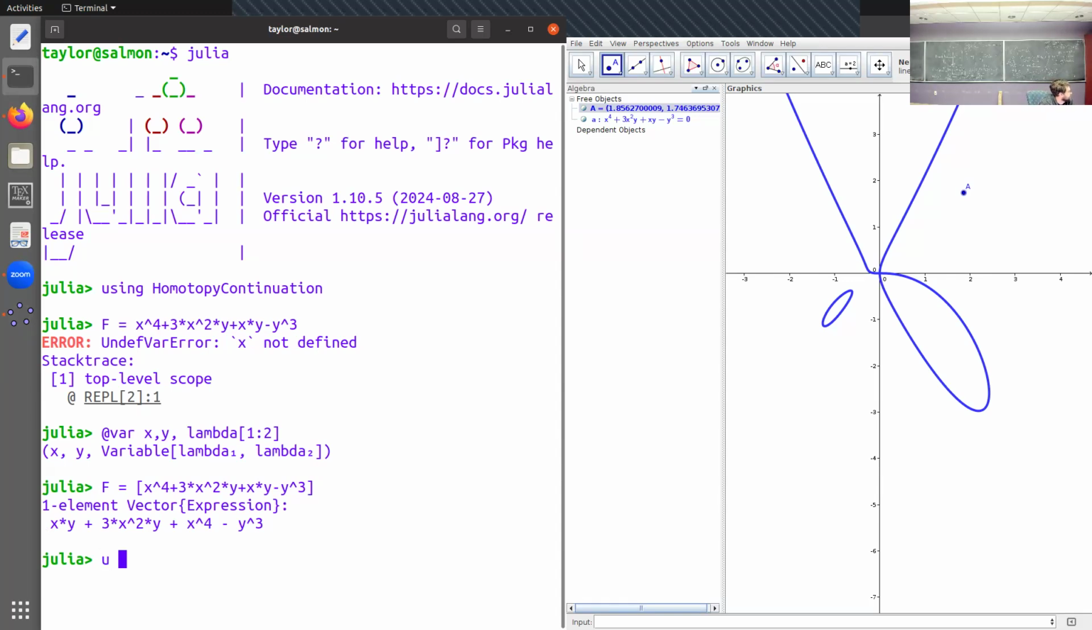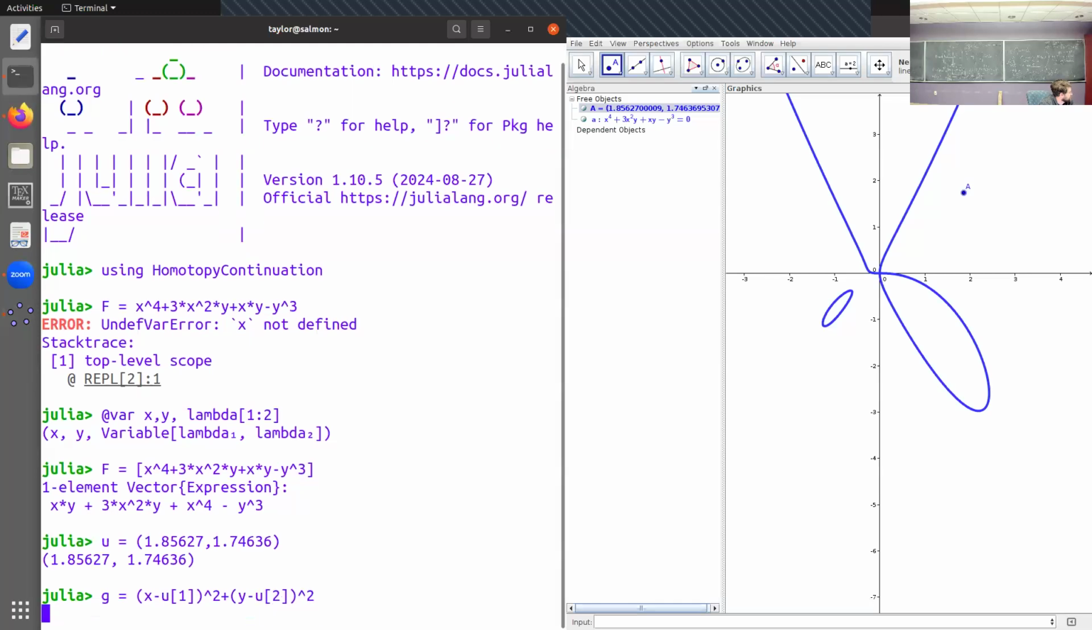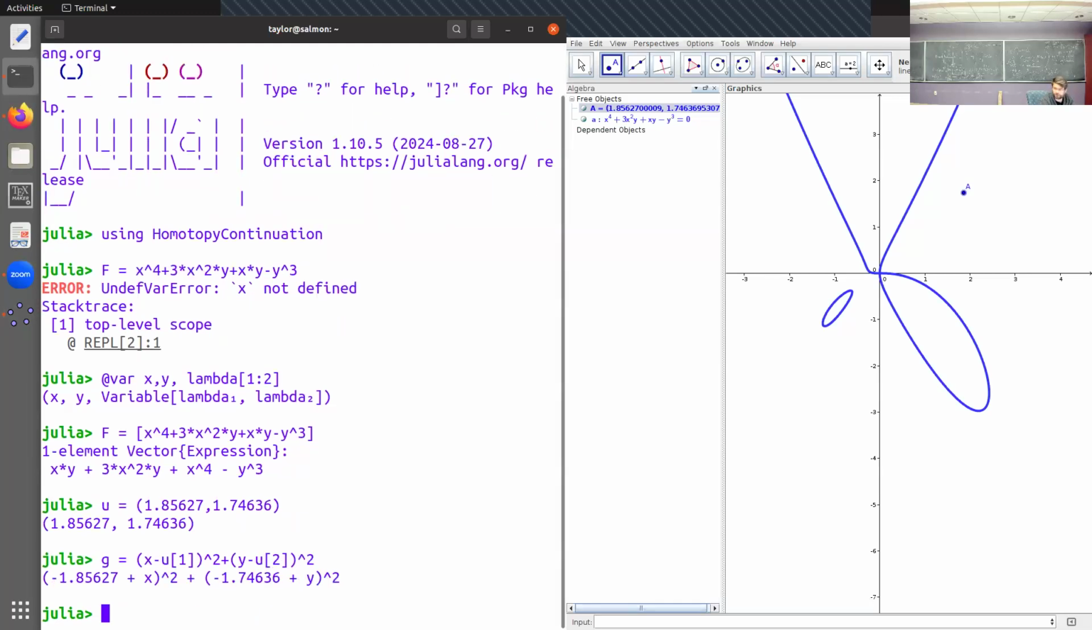Okay, so U is, who's got good eyes? 1.85627. Come on, 1.74636. Which means the function I'm trying to find the critical points of is this. That's the square distance to U. Agreed? Agreed? Good.